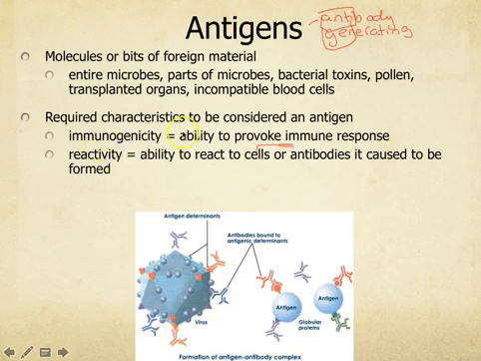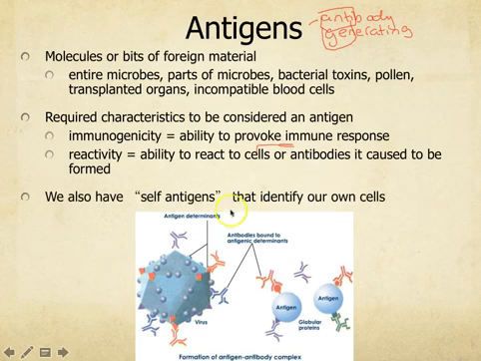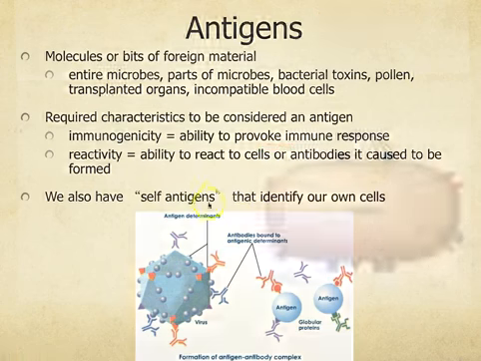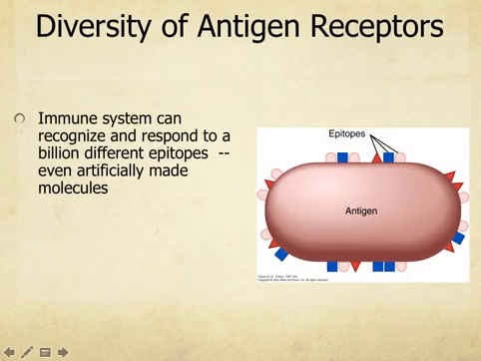I can tell you things that do not provoke immune responses, like bits of metal in you. That's why they're able to put plates inside of you to hold bones together, or plastic. Things like that would not provoke an immune response. Again, we have self-antigens that identify our own cells. We've already discussed that. So here we have the antigen. Here are the epitopes that I was referring to in that other image. As this antigen gets gobbled up by an antigen-presenting cell, that antigen-presenting cell may present slightly different epitopes.